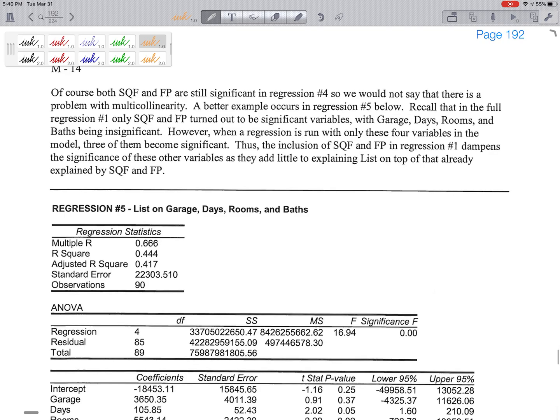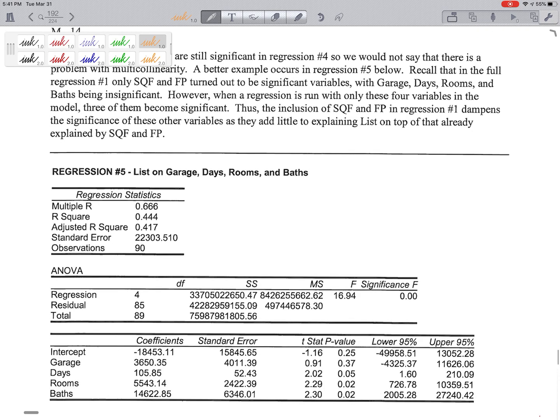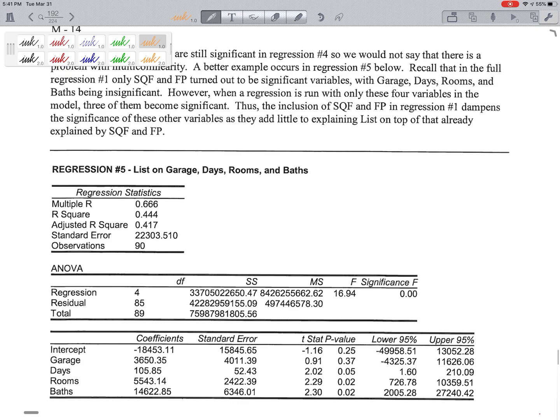But I'd like to show you what happens if we go back to that first regression where we had all 6 variables and actually take out the 2 significant ones, which were square footage and fireplaces. Now, by the way, this is not something that you would normally be doing here. This is just used to show you what happens when you take out the 2 significant variables. So this isn't good practice, but I do want to show you what happens when we do that.